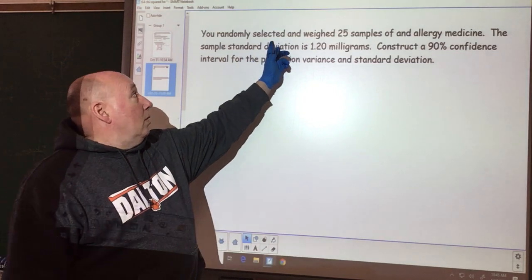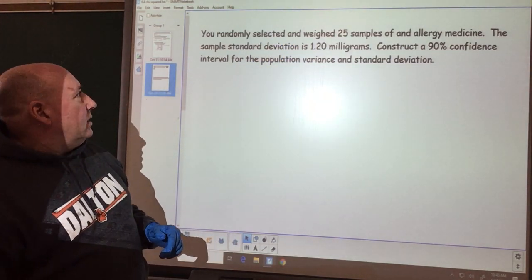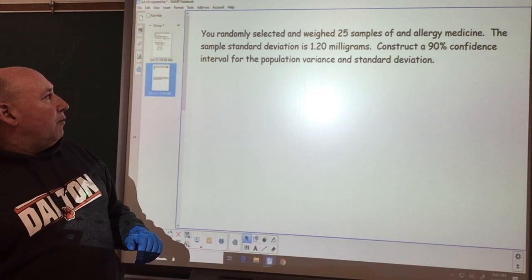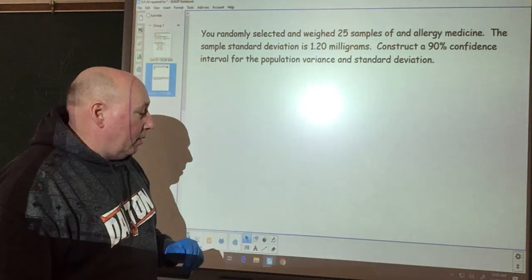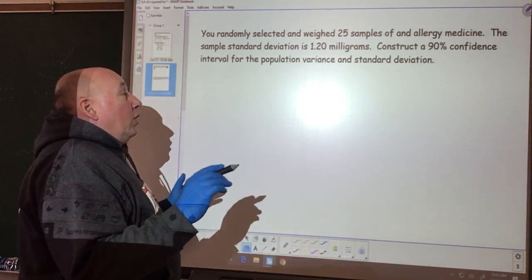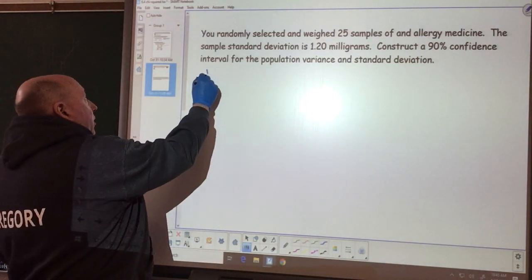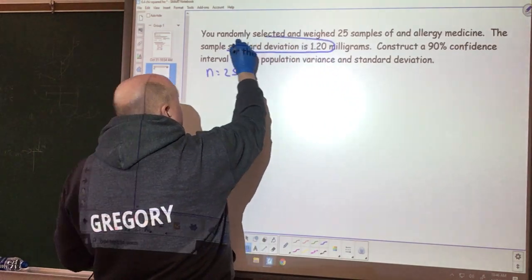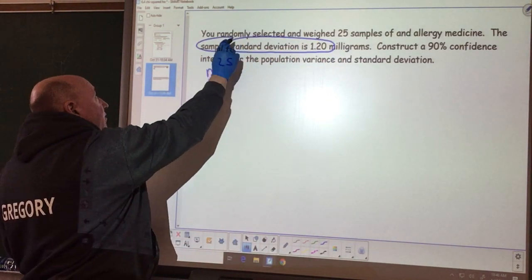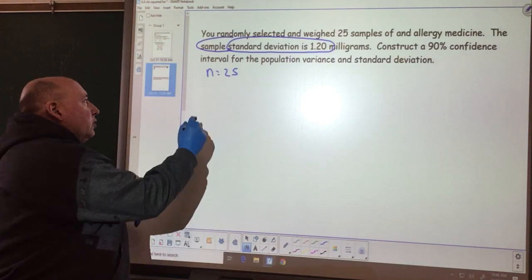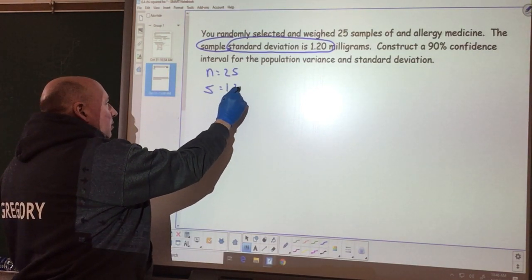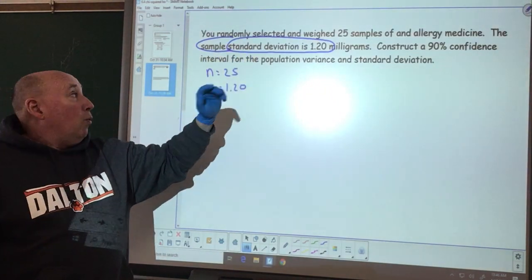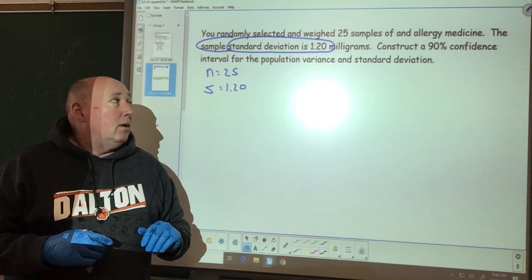I randomly selected and weighed 25 samples of allergy medicine. The sample standard deviation is 1.2 milligrams. Construct a 90% confidence interval for the population variance and standard deviation. Okay, now you have to really watch in regards to when you put these values down. We have n is 25, which is fine, but here we are given that the sample standard deviation is 1.20. So this is only our S value. This is not S squared, this is our S value. Now if I said the population variance was 1.2, then it would be S squared. So you have to watch.